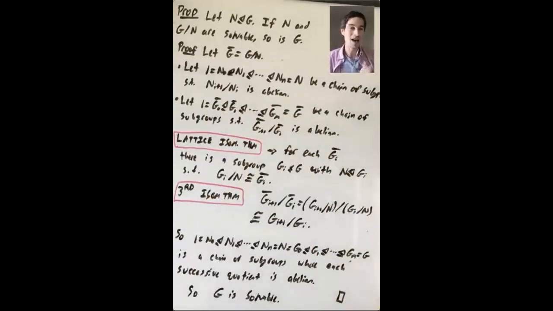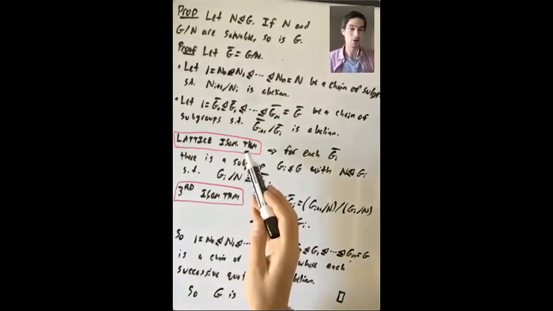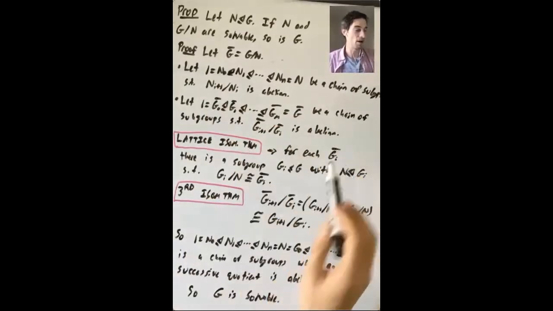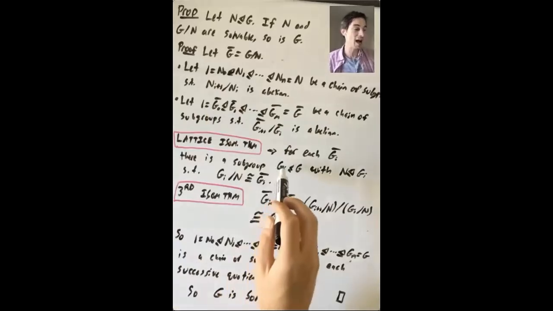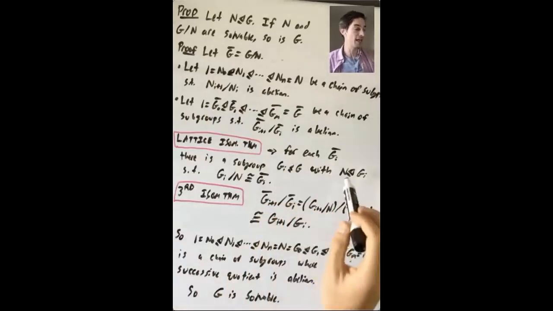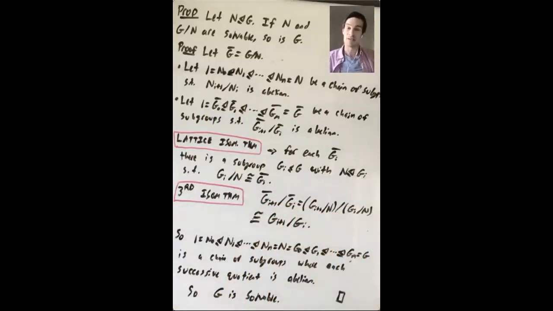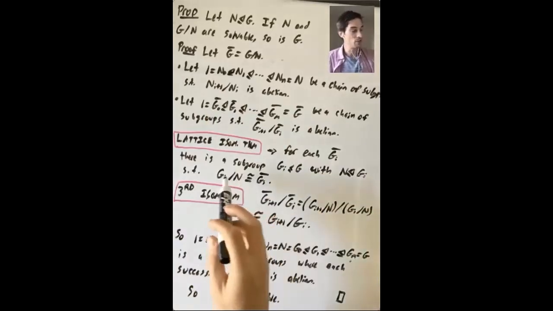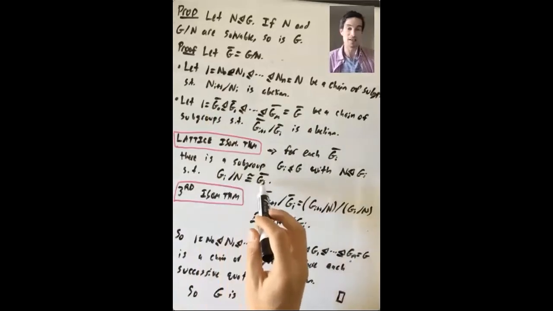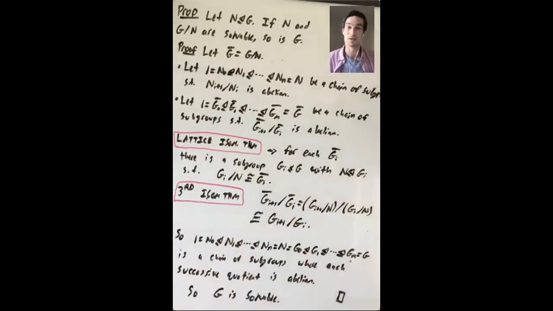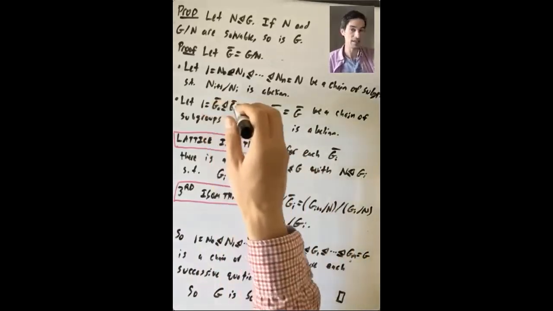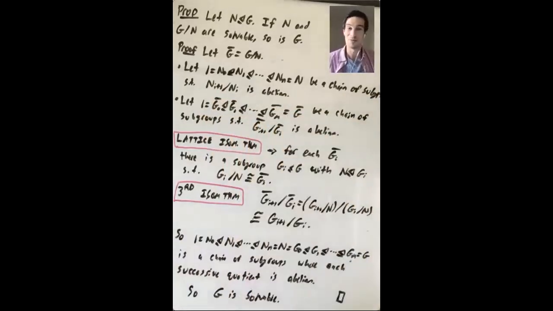Okay, but we know a lot about subgroups of G mod N from the lattice isomorphism theorem. The lattice isomorphism theorem says for each of these G bar i, there is a subgroup Gi of G that contains N, and N is automatically a normal subgroup of Gi, because if N is normal in G, it's normal in any subgroup of G that contains N. So we can say, well, what is the quotient? Gi mod N is isomorphic to G bar i. So the lattice isomorphism theorem says for every one of these subgroups in this chain, we have a subgroup of G.